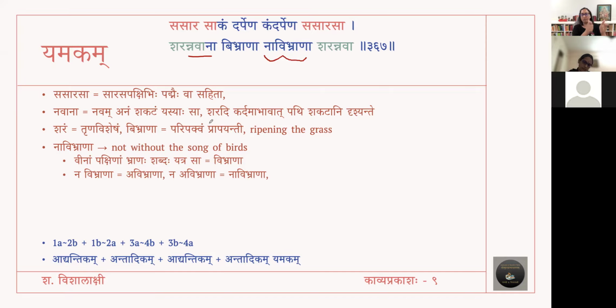Now you put in two negatives here, it cancels out and it comes back to vibhrana only. Na avibhrana, na vibhrana, which means it is not without the song of birds. The birds are always chirping. As I told you, rain has stopped, so the birds come out and make their sounds.